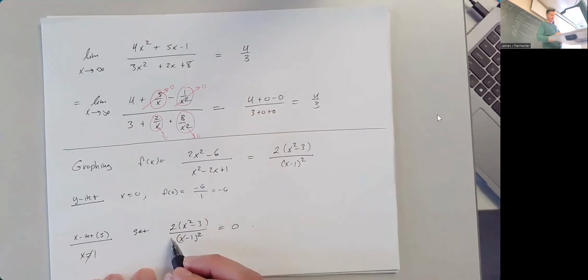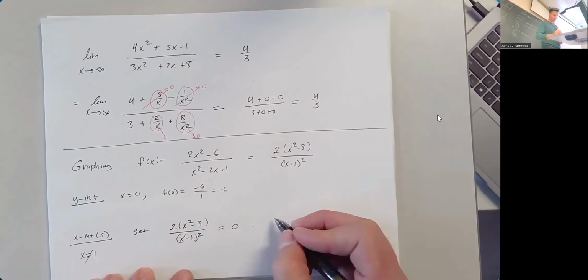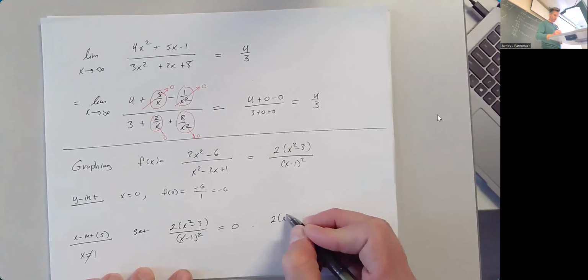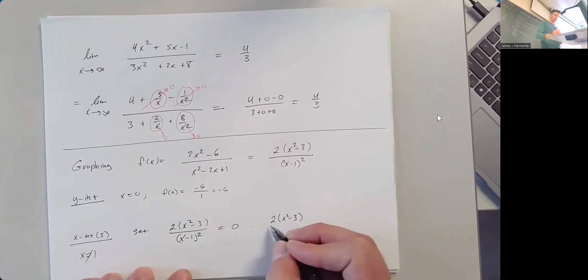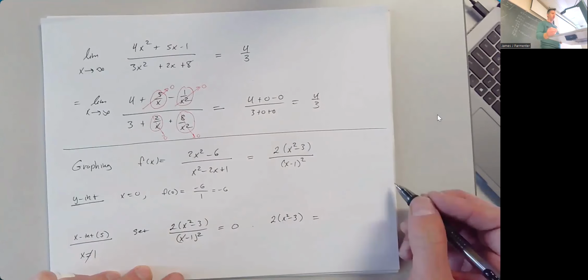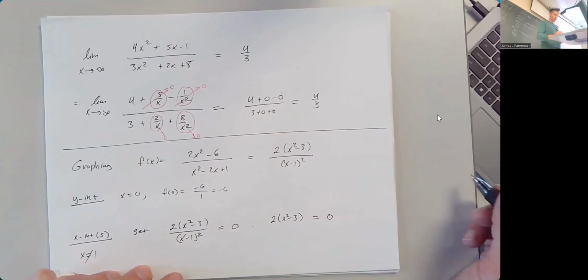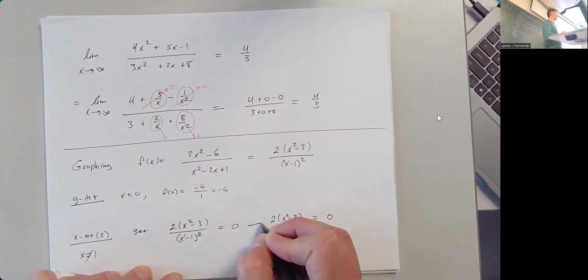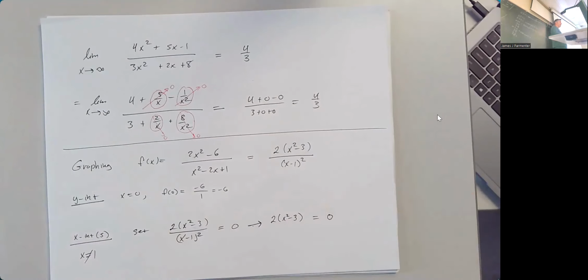So when I do this multiplication here, when I multiply both sides by the denominator, I get 2 times the parentheses x squared minus 3, equal to 0 times x minus 1 squared, which is just 0. What a lot of people end up saying is that when you're trying to find the x-intercepts for a rational function, you're really just finding where the numerator is equal to 0. Because that's the only time a fraction can equal zero. Numerator is 0 and the denominator is not.